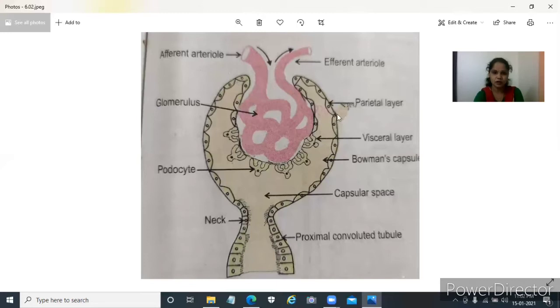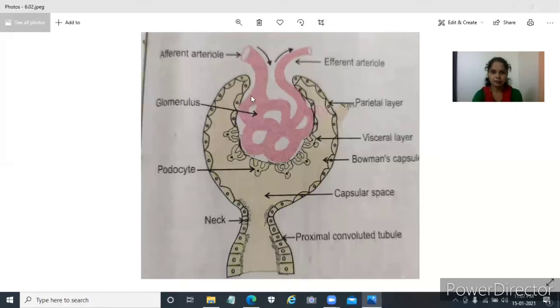Each Malpighian body is about 200 micrometer in diameter. Means their total diameter is about 200 micrometer. So let's learn about the Bowman's capsule or the Malpighian body. So the first part is a glomerulus.